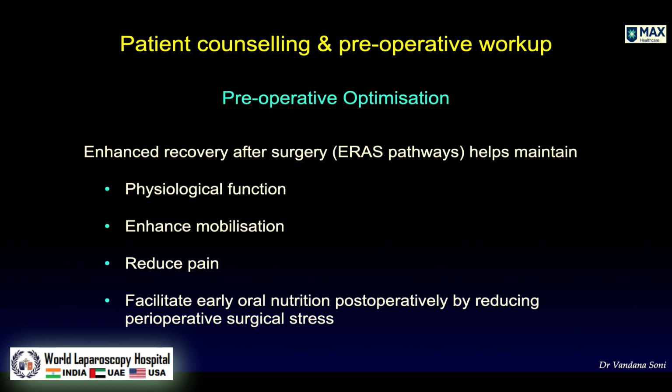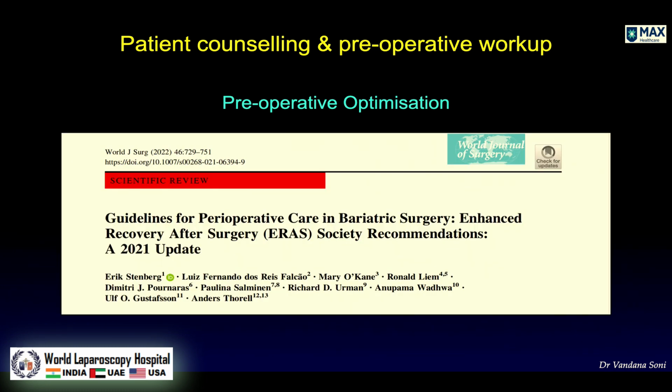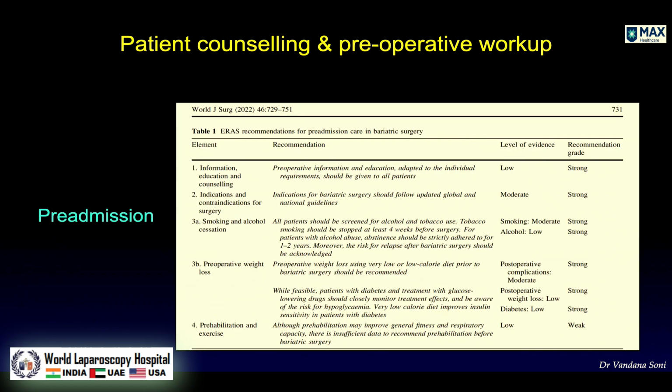Now, we've all heard about enhanced recovery after surgery, or ERAS guidelines. These were initially begun for colorectal surgery, but soon it was realized that applying them to bariatric surgery would also lead to enhanced recovery and a better outcome for these patients. So in 2016, the first ERAS guidelines for bariatric surgery were published, and recently in 2021, the updated guidelines have been published. These guidelines include the pre-admission, pre-operative and intraoperative recommendations to improve the overall outcome.